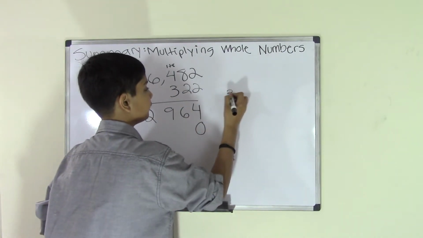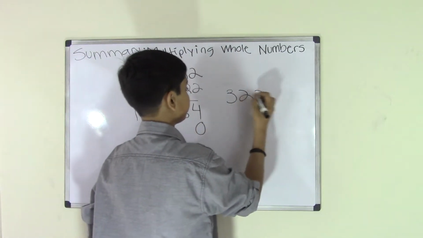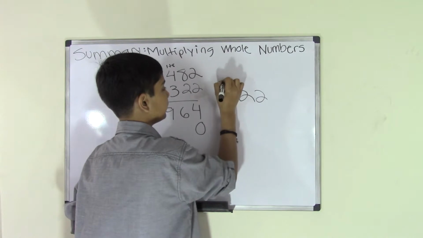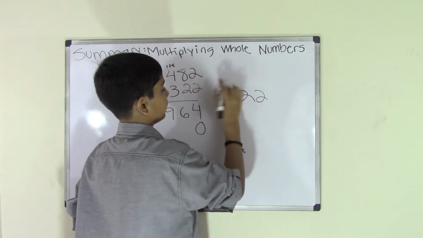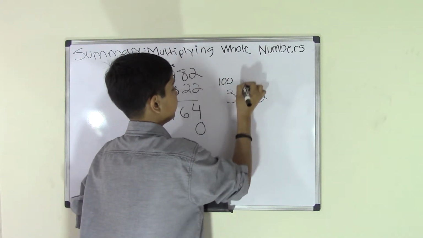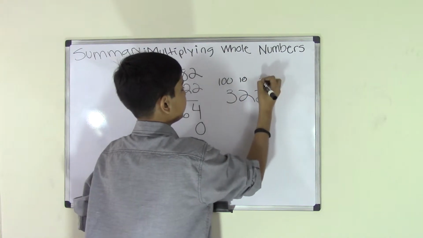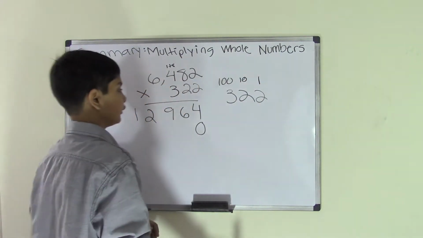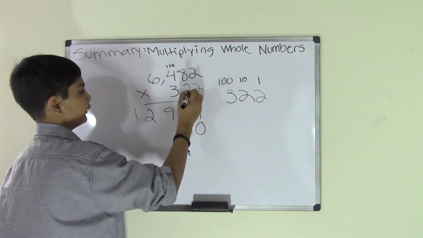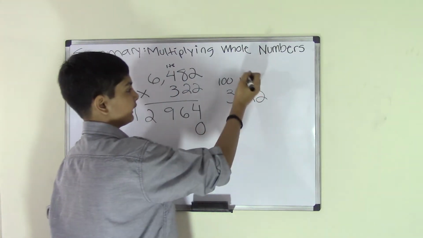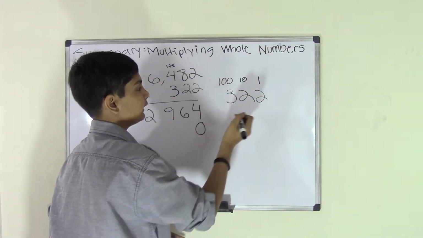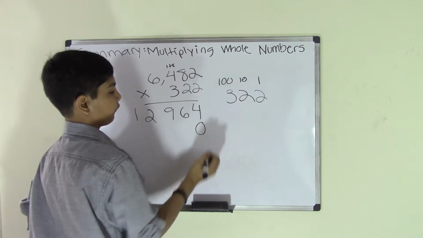Why? Because since we're doing 322 times the number on top, we know that the 3 is in the hundreds place. The 2 is in the tens, and the 2 again is in the ones. So now since we're moving on to the next 2, and this 2 is in the tens, and the 10 has a 0 in front of it, we add a 0 over here.